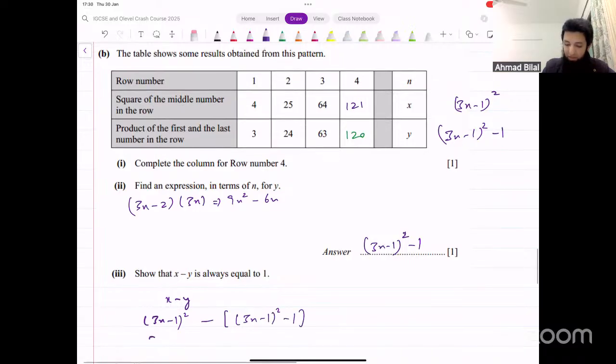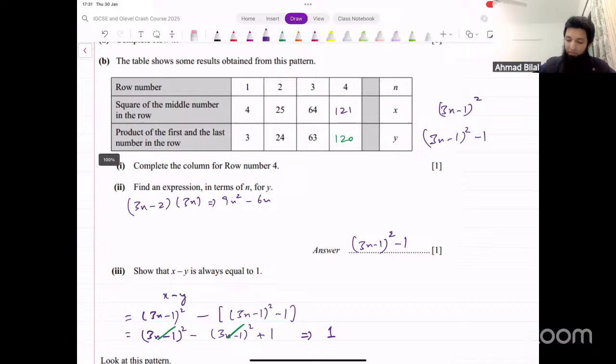Let's simplify this. This gives us 3n minus 1 whole squared minus 3n minus 1 whole squared plus 1. These two get cancelled. No matter what the value of n is, we would end up getting 1 from that. So x minus y is always equal to 1 for this reason. Okay. I hope that makes sense.